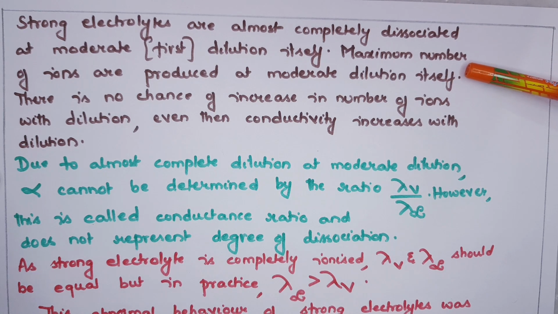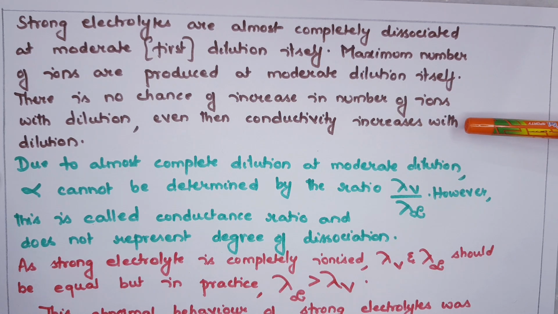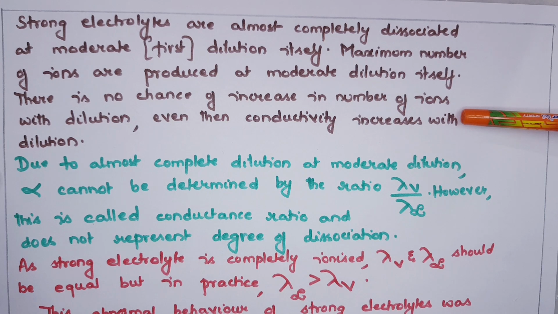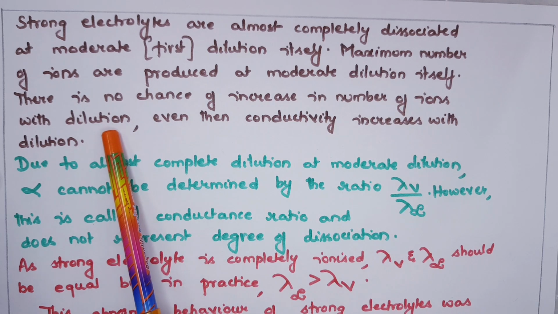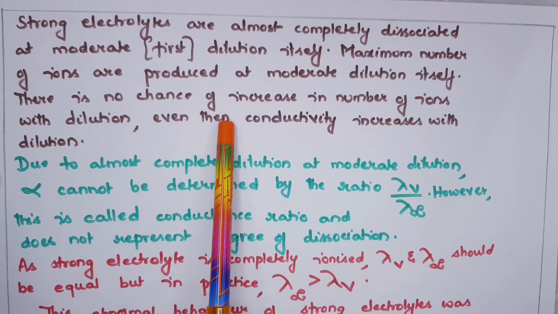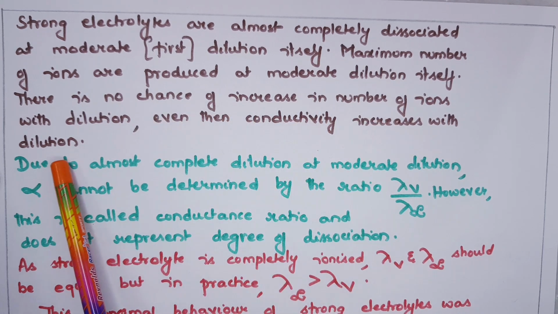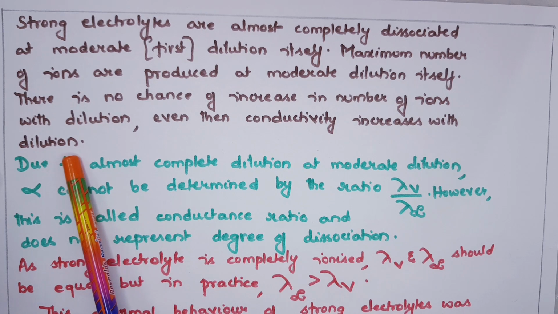There is no chance of increase in the number of ions on dilution. Okay, but conductivity increases with dilution, students. Try to understand the difference. There is no chance of increase in the number of ions with dilution, but there is a chance of increase in conductivity with the dilution. Okay.